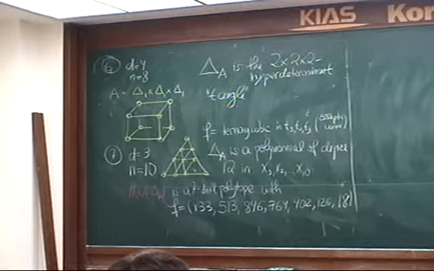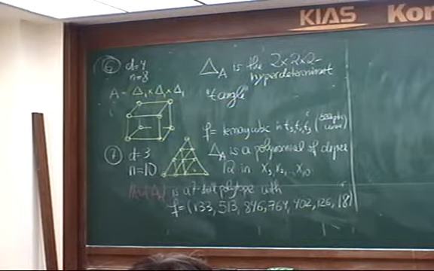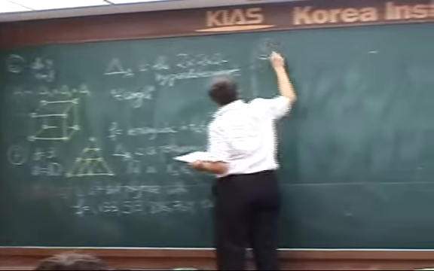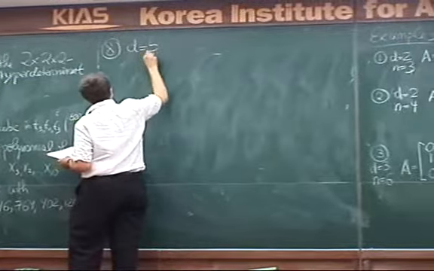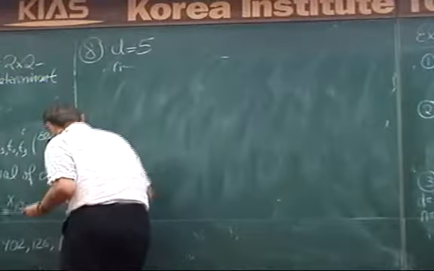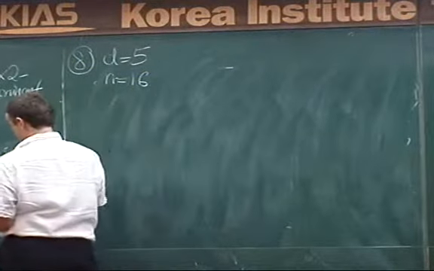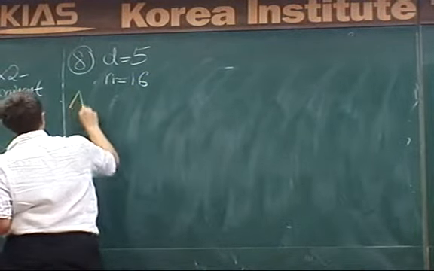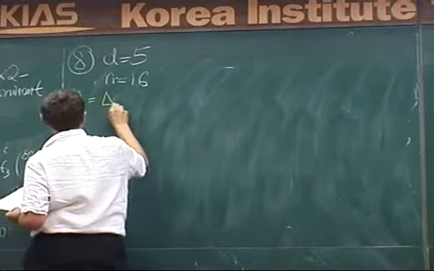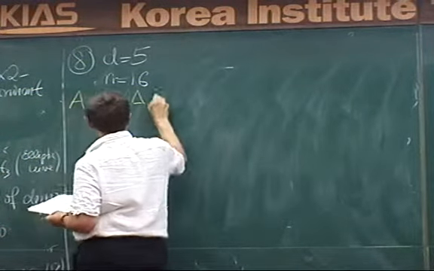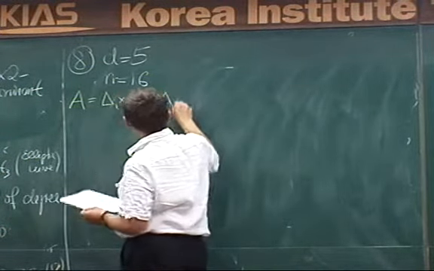Now let's do a real example. Here's an example for real men, that is to say, real women. Example 8. D equals 5, n equals 16. Now let's take A to be the 4-dimensional cube. Let's do the same thing. Let's go back to the tangle and look at the 4-dimensional cube.